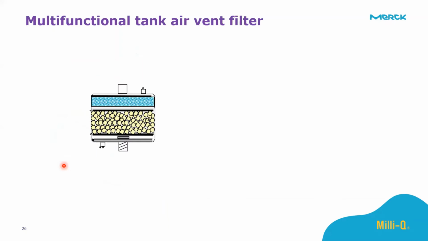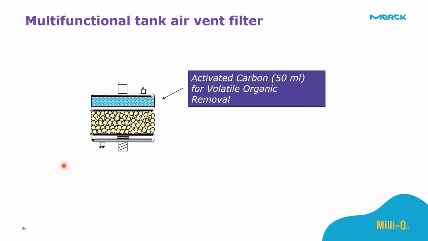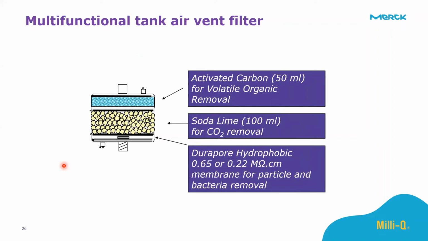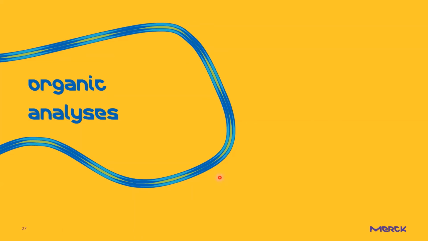So I've mentioned the vent filter, which has this medium to make sure that water is protected from the air coming into the tank. It's the activated carbon against volatile organic removal. We also have soda lime, to protect the water inside against carbon dioxide from the environment. And also the membrane filter, which is protecting the water from bacteria and particles getting in.